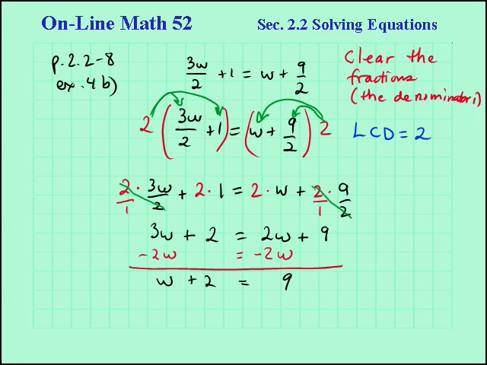All we have to do to isolate the variable is eliminate that positive 2 by adding a negative 2 to each side. And we end up with w equals 7. And again, I would normally do the check here, but in order to save time, I just refer you to the textbook. The check is done in the textbook. Let me check. It worked. Great.